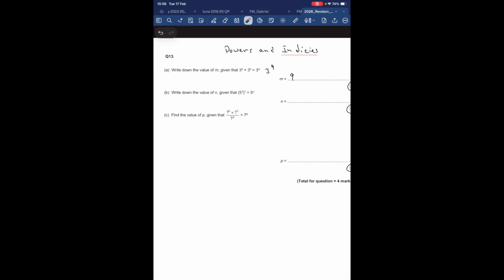In the next example, we've got 5 to the power of 3, and that's all raised to the power of 7. If we see a situation like this, we multiply the powers together. So this becomes 5 to the power of 21. How do we get to 21? We just multiplied the 3 and the 7. 3 times 7 gives us 21. So in this example, n is going to be equal to 21.